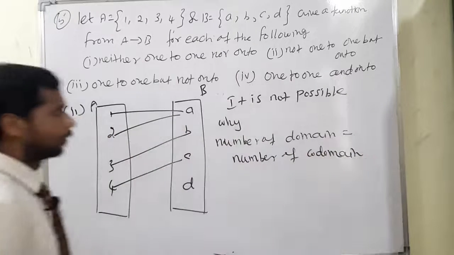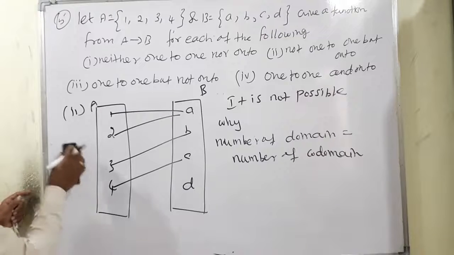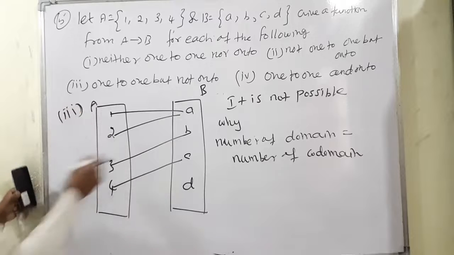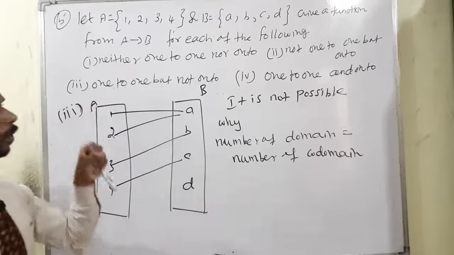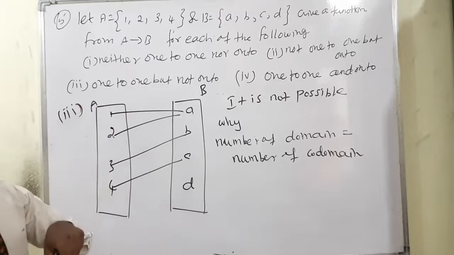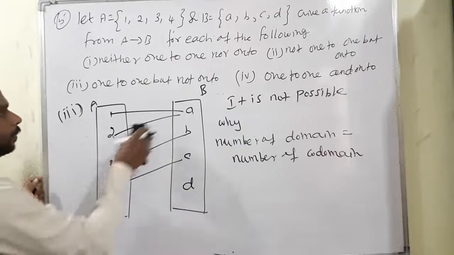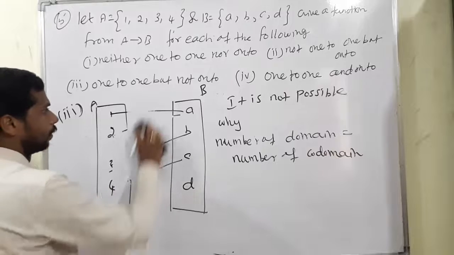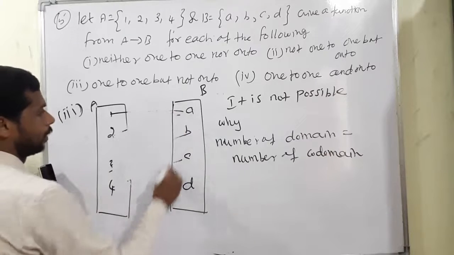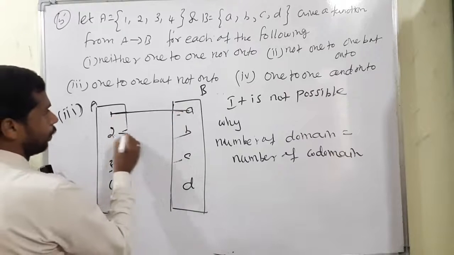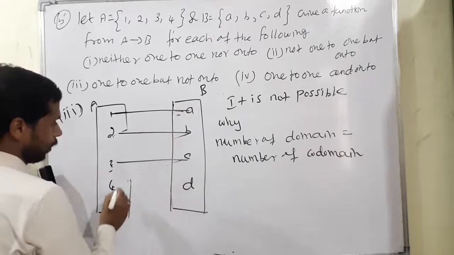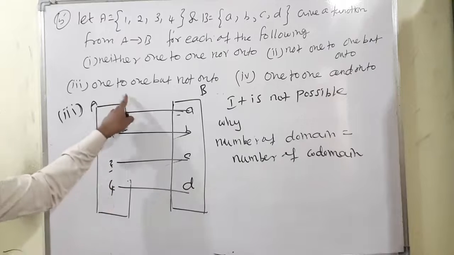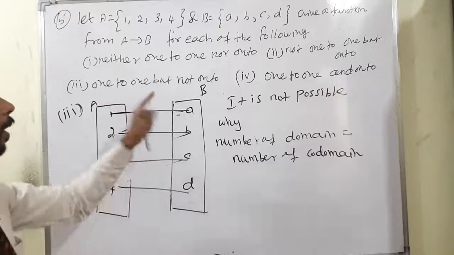Okay, I am moving to subdivision 3. Here we have to show 1 to 1 but not onto. So what is the meaning of 1 to 1? Mapping 1 to A, 2 to B, 3 to C, and 4 to D. This is 1 to 1, but not onto.